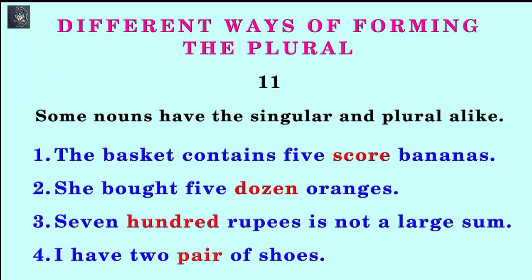See the sentences. First, the basket contains 50 bananas, not 50. Second, she bought 50 oranges, not 50 dozens. Third, 700 rupees is not a large sum, not 700s. Fourth, I have 2 pair of shoes, not 2 pairs.